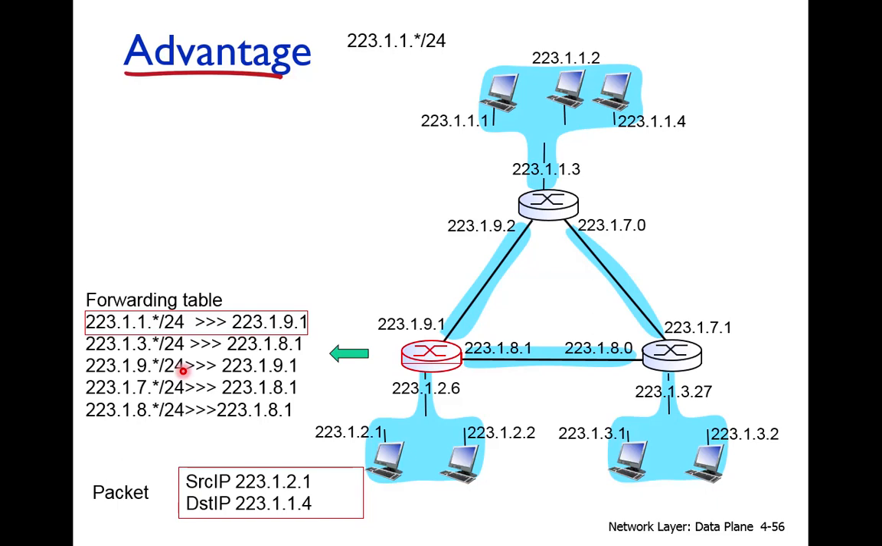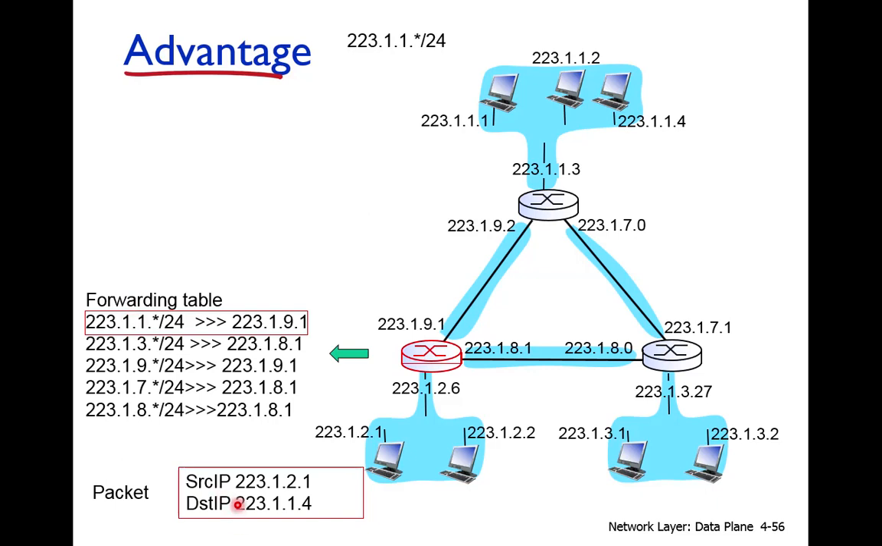Okay, but how many hosts are there? For example, there are 1000 hosts, so we don't maintain entries for hosts, but we maintain entries for networks. Because for example, this is the packet, this is the machine with source IP address 223.1.2. It wants to send this packet, and the destination is 223.1.4. So this packet should first be moved to this network. And what is the network number? This is the network number, this is the common prefix, so it is stored in the table.